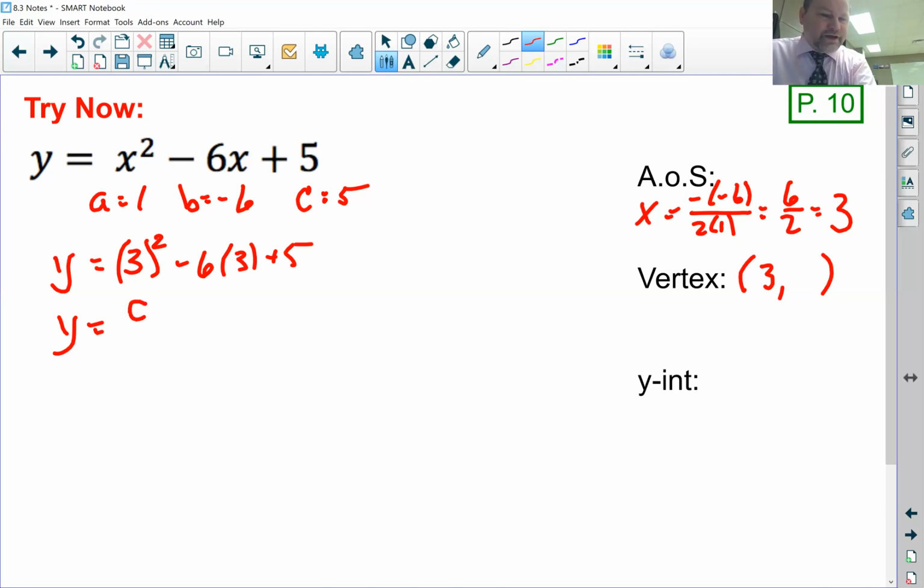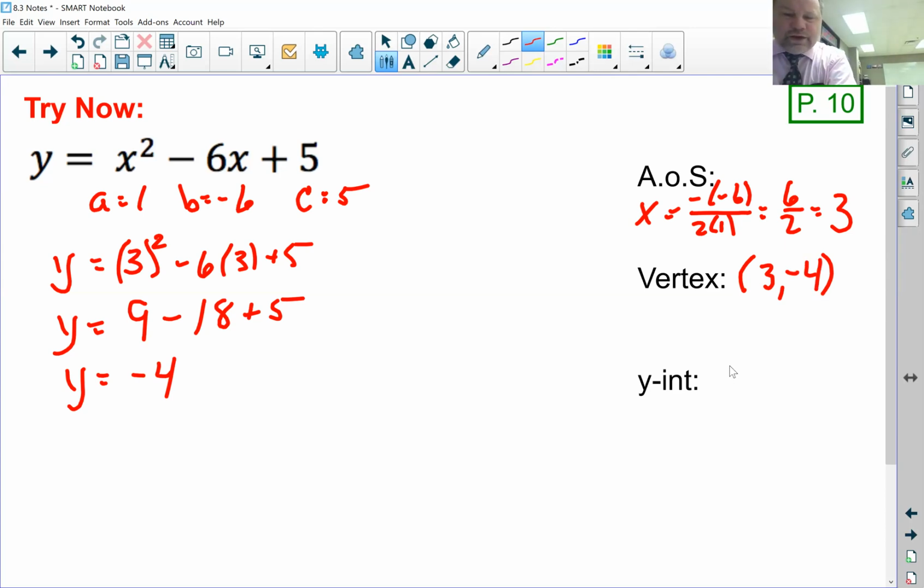3 squared is 9. Minus 6 times 3 is 18 plus 5. 9 minus 18 is -9 plus 5 is -4. And our y-intercept is 0, and whatever c is, in this case, c is 5.